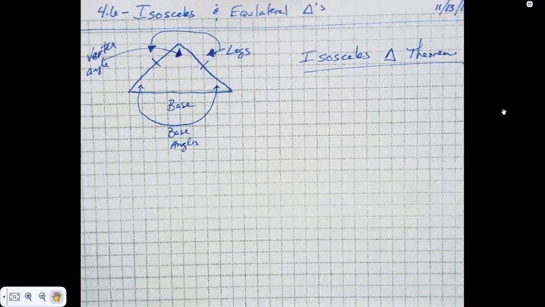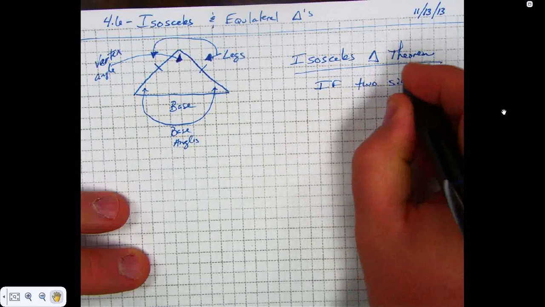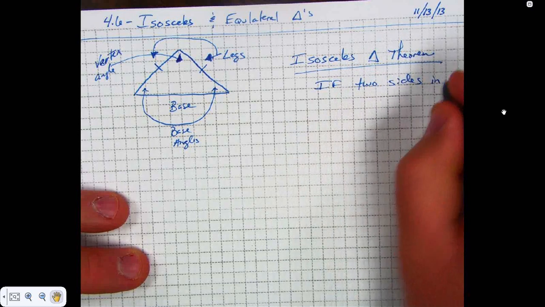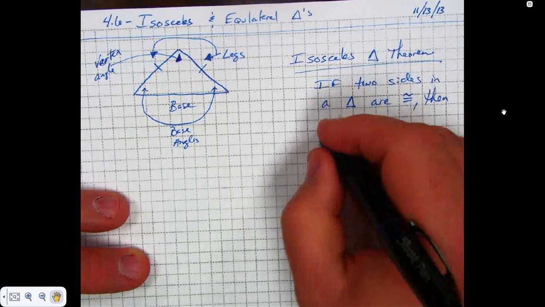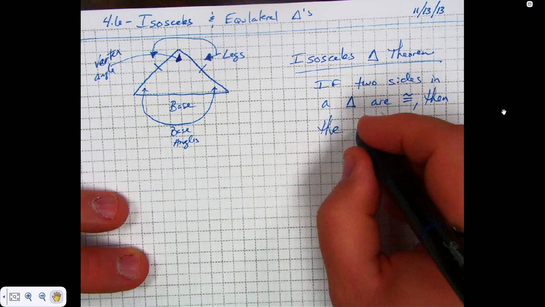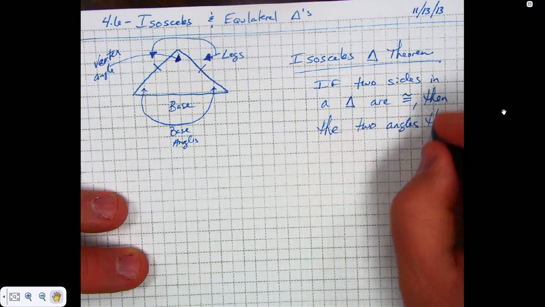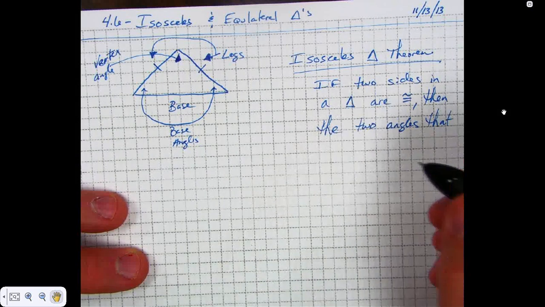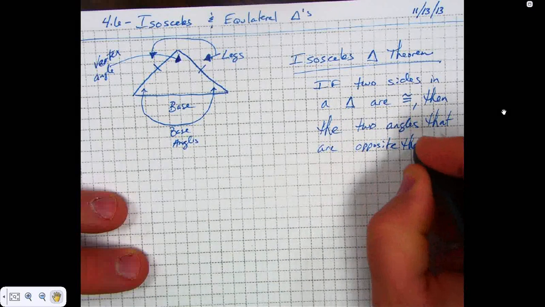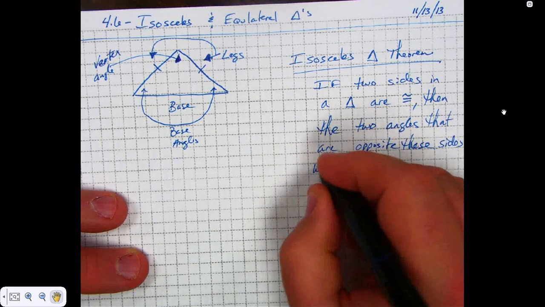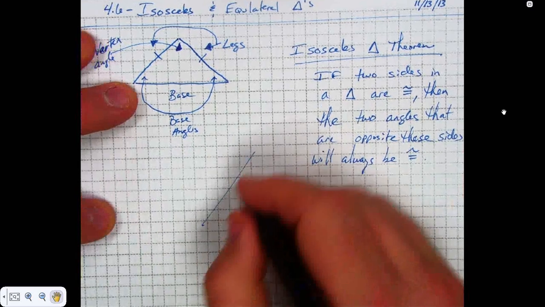This is also something you'll use over and over again as well. Isosceles triangle theorem: if two sides in a triangle are congruent, then the two angles that are opposite those sides will always be congruent.